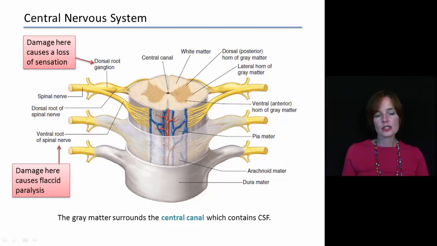The gray matter that is surrounding the central canal, so you can see that central canal there, that gray matter is surrounding the central canal, which is going to contain the cerebral spinal fluid. So we have cerebral spinal fluid flowing down the center of the spinal cord, and that is surrounded by gray matter.